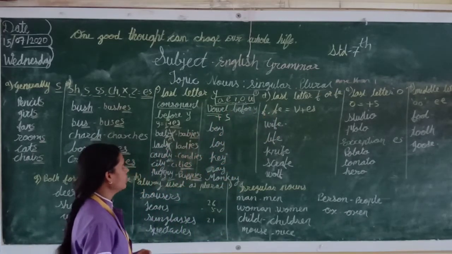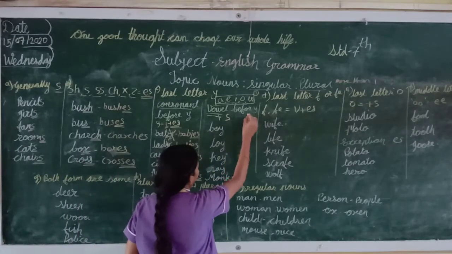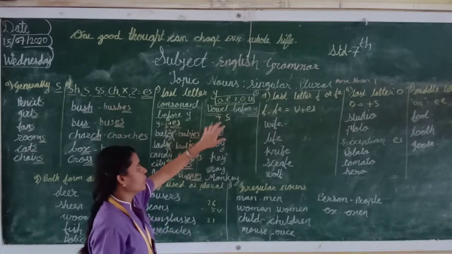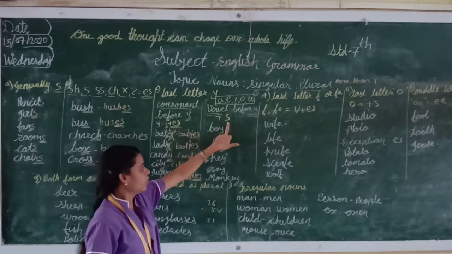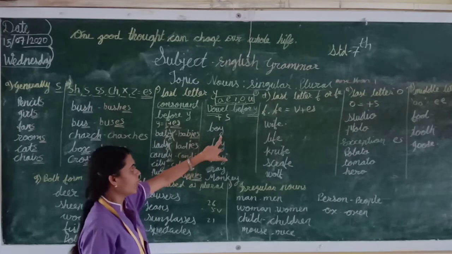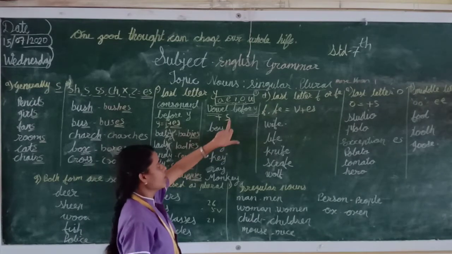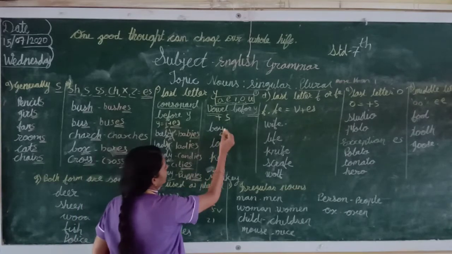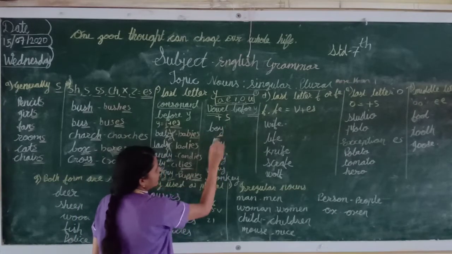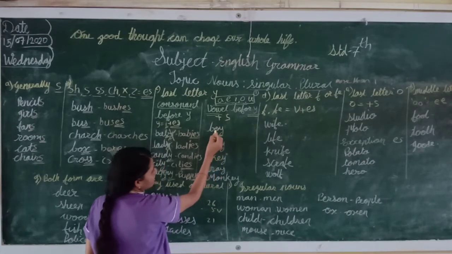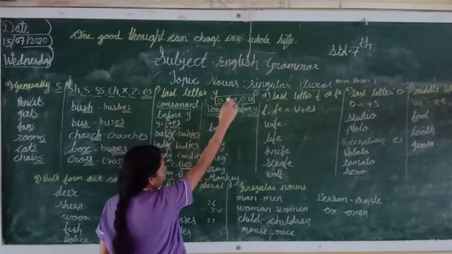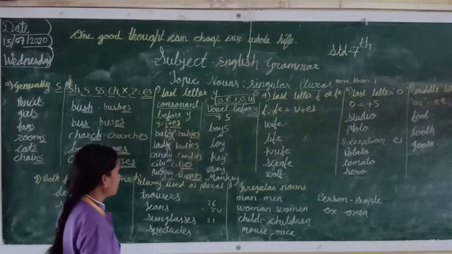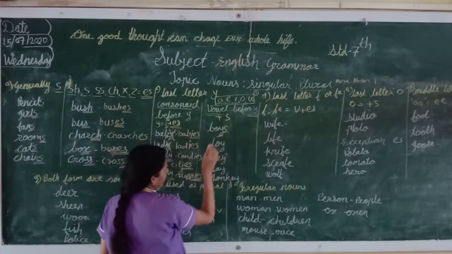Okay, now the next one: vowels before y. When there is a vowel before y, that time we have to join only s. Don't do anything. Don't remove the y. Don't convert it into i. Just put s. Okay. Now boys. What will we do? See, the last letter is y and before it is a vowel. O is the vowel. So just we will join s. Okay, students.